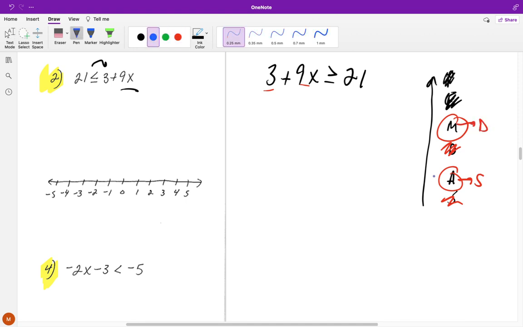So I need to get rid of addition first. Well, it's a positive 3, so I need to subtract the 3 from both sides. So now I get 9x is greater than or equal to 18. We can cross that out. Opposite of multiplying is dividing. So we're going to divide by 9.